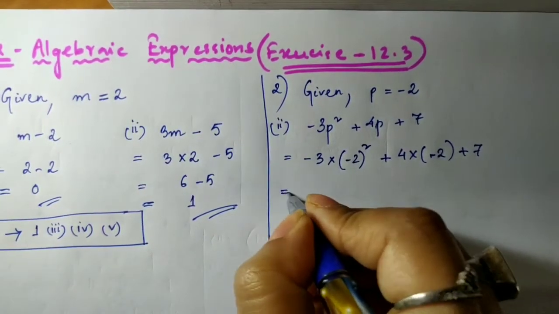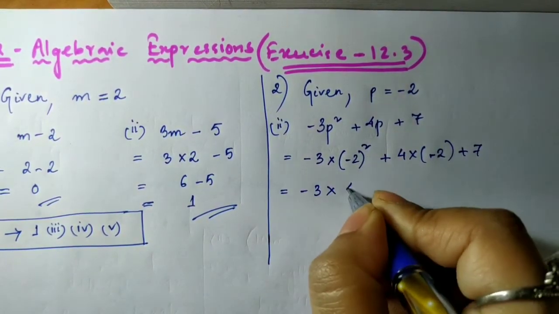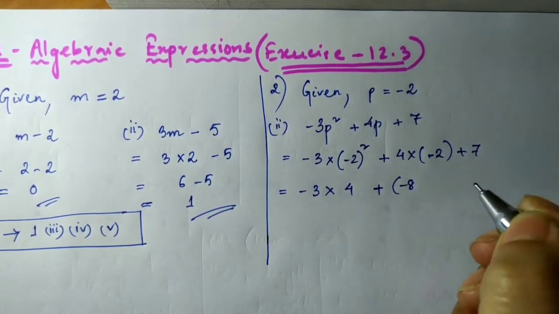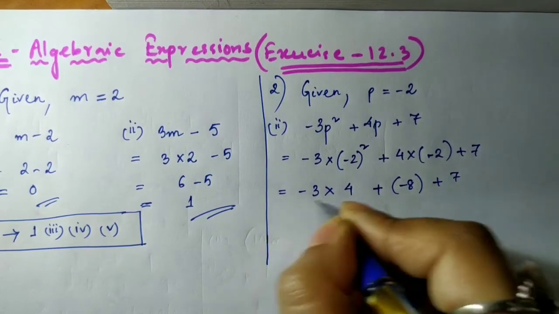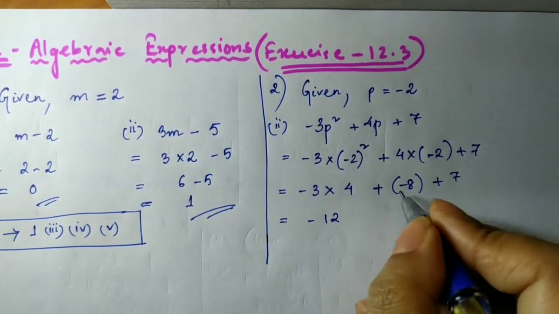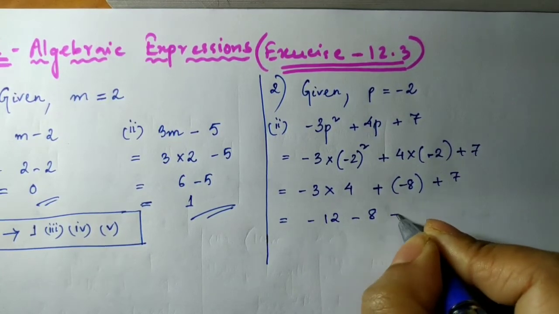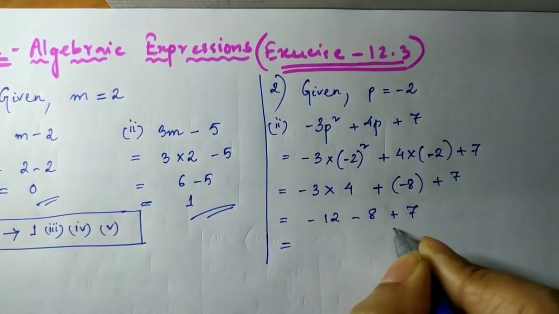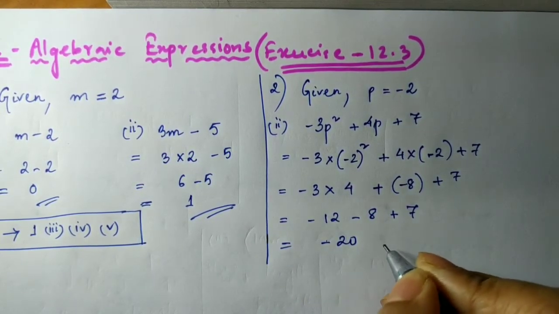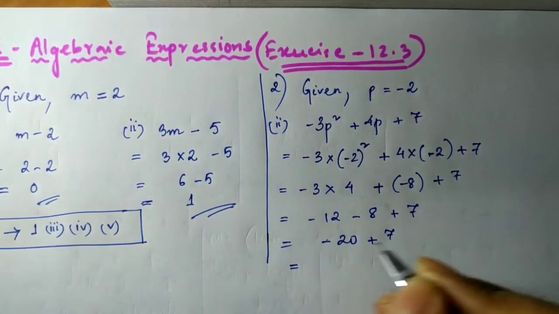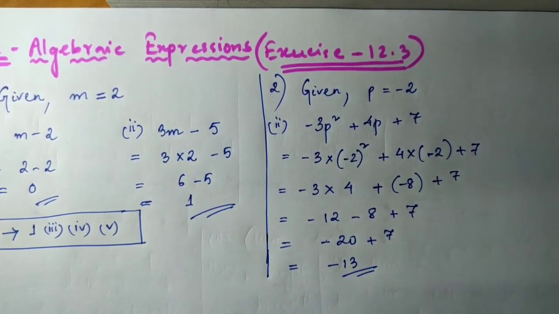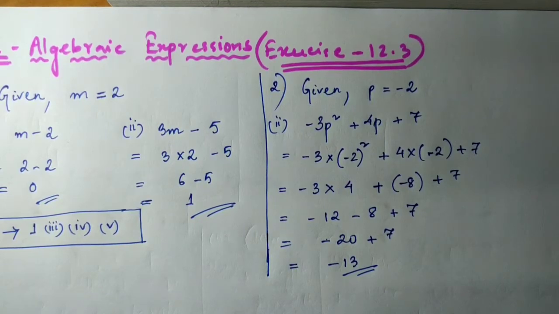Now minus 3 into minus 2 into minus 2 will be minus 12, because minus 2 times minus 2 is plus 4. Plus 4 2s are minus 8, plus 7. Minus 12 minus 8 will be how much? Minus 20 plus 7 will be equal to what? Minus 13. And this is your solution. Okay, so you do it this way.